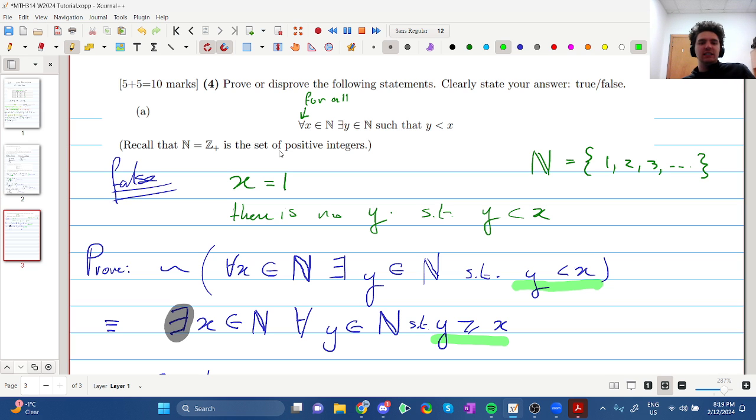Really, the difficult part of this is understanding the symbols, and then it's clear, well, x equals 1, right? 1 is the smallest element here. There is no element that is smaller than it. Probably just finding a counterexample right at the start would be full marks.